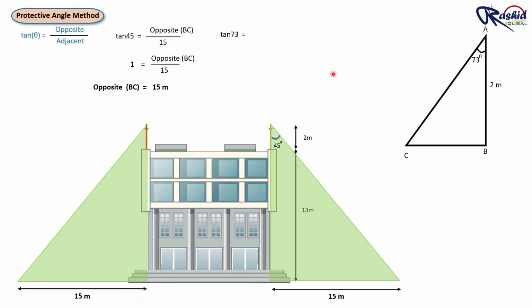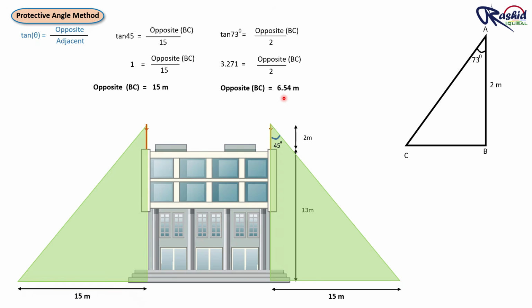Tan 73 equal to opposite. Here we have opposite is just BC and adjacent is AB. So AB here is 2 meter. So let me put here tan 73 equal to opposite BC divided by 2. After solving this tan 73 degree, we get 3.271 equal to BC divided by 2. So after solving this equation, we get the length of BC equal to 6.54 meter.